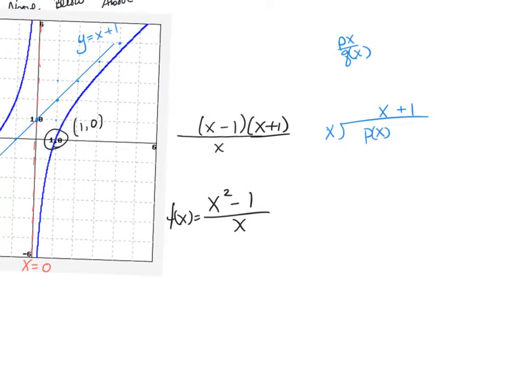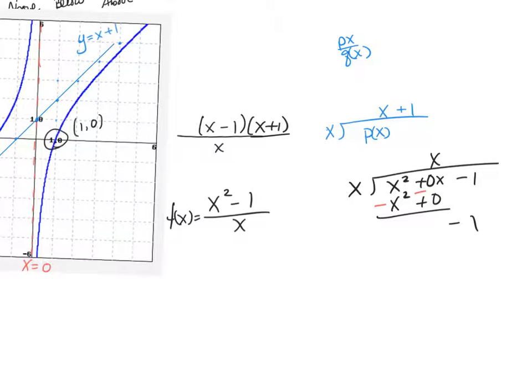I do need to check my division here. So I have x divided into x squared plus 0x minus 1. If I divide x into there, I get an x. Then x squared plus 0, and I subtract this off. So minus minus, and I end up with negative 1. Does that work out?